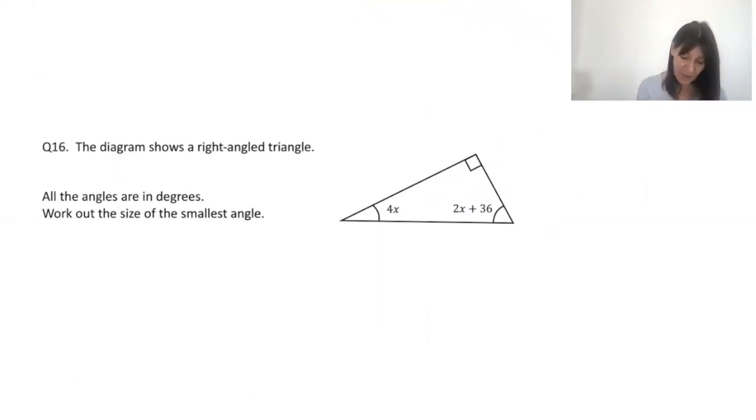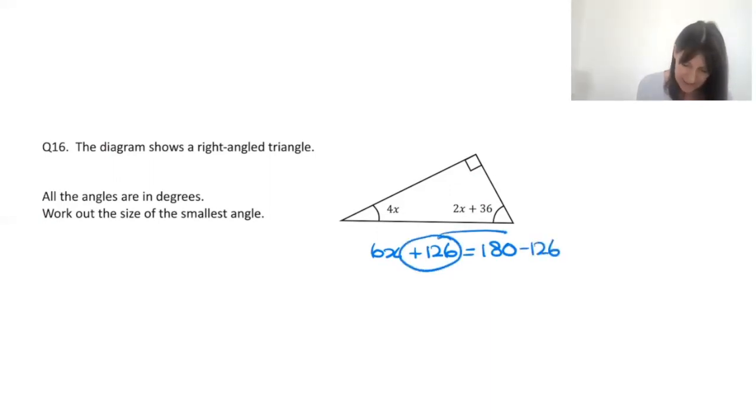Okay, so we know that angles in a triangle add up to 180. So we've got 4x plus 2x, which is 6x. We've got 90 plus the 36, which is 126. So that's all 3 angles added together, equaling 180. We're then going to take off the 126 to get 6x equals 54. Divide through by the 6, and x is equal to 9.